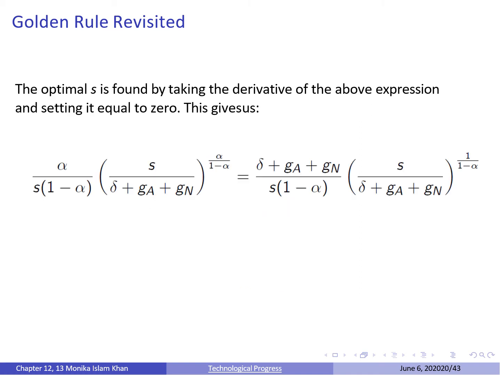Taking the derivative of consumption per effective worker and setting that equal to 0 gives us this equation. Using this equation, we can solve for S and find out the golden rule savings rate, which is the savings rate that maximizes consumption per effective worker.